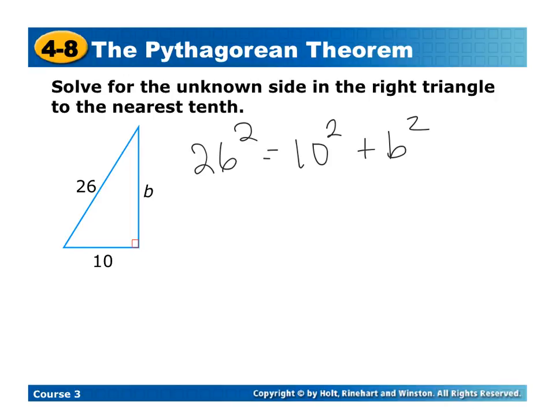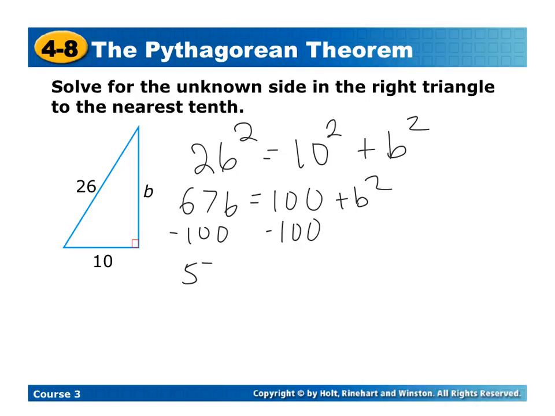Now 26 squared is going to give us 676, and that's going to equal 100 because that's 10 to the second power, plus our b to the second power. Now if we're working backwards, I'm going to go ahead and subtract 100 because I'm trying to find out what's left over for just b, in which case we have 576 is equal to b to the second power. And now I can just go ahead and take the square root of that, and I get 24 is equal to b.